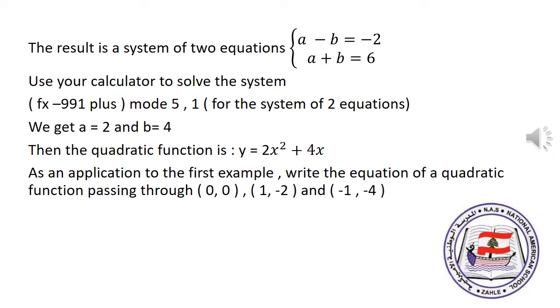We can solve it by using the calculator mode 5, 1. So we get the answer a equals 2 and b equals 4. And finally, we replace the real values in the quadratic function. So y = 2x² + 4x.